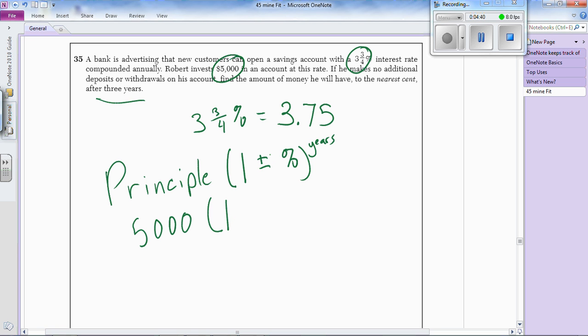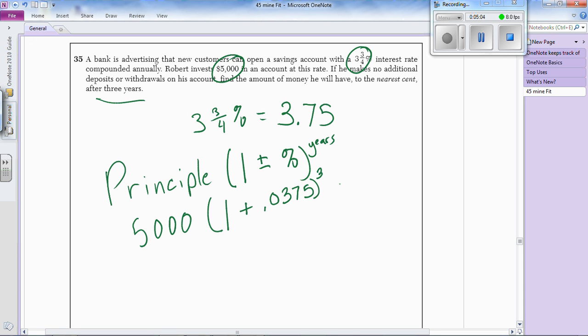Now, is this thing going to go up or down? Open a savings account. You got an interest rate. So if you got an interest rate, that means they're paying you interest. That means it's going to go up. So we're going to add point, now you got to be careful, 0.0375 raised to the third power.